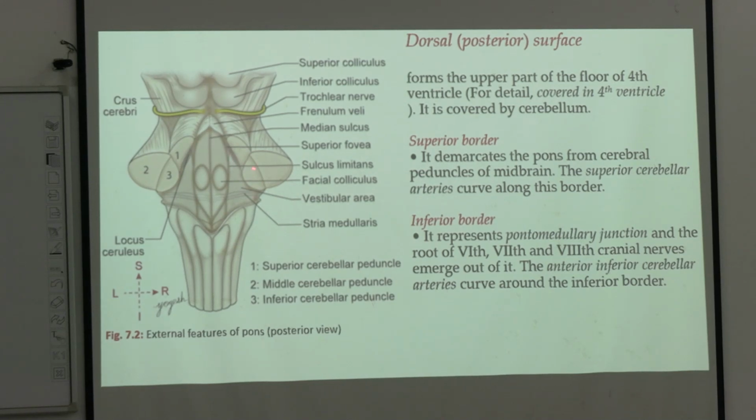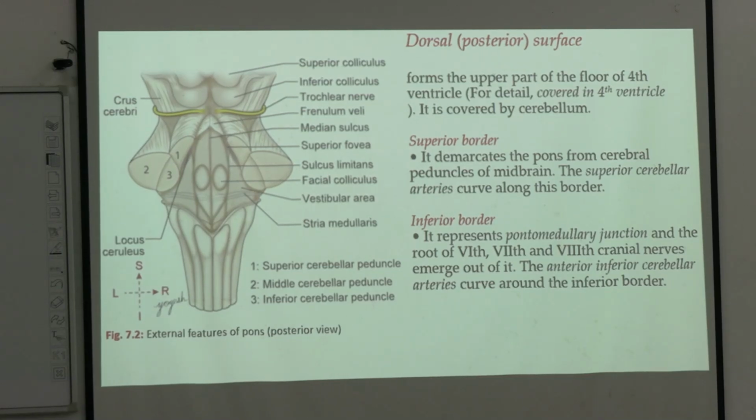Then we have this area, which we call the vestibular area. The region between the median sulcus and the sulcus limitans has a bulge, which we call the median eminence. On this median eminence, we have a central bulge called the facial colliculus, where the nucleus of the facial nerve is present.